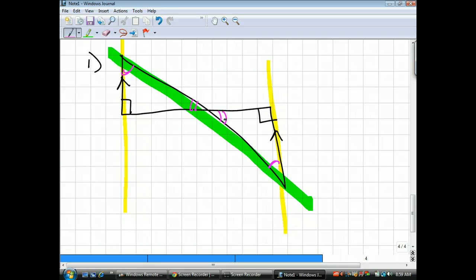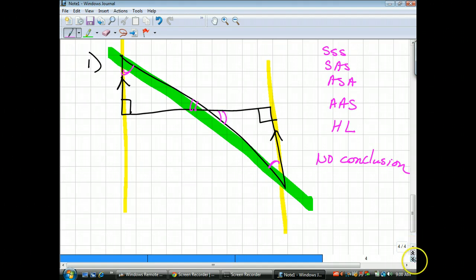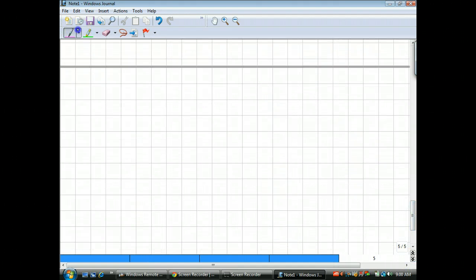And we can say that this angle is congruent to that angle by vertical angles. But can we conclude anything about the sides? Because remember our tools: side, side, side, side, angle, side, angle, side, angle. Those are our postulates. And then we have angle, angle, side, and we have the hypotenuse leg. So all of those require that we know at least one of the sides, and we don't. So this is no conclusion. Okay, so we cannot say that those two triangles are congruent.